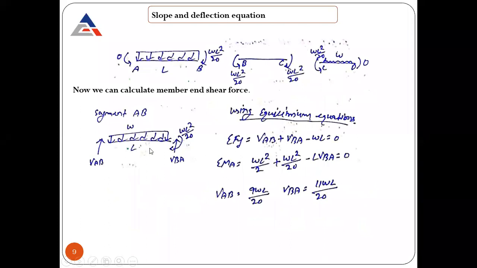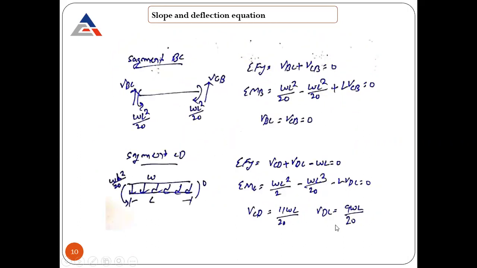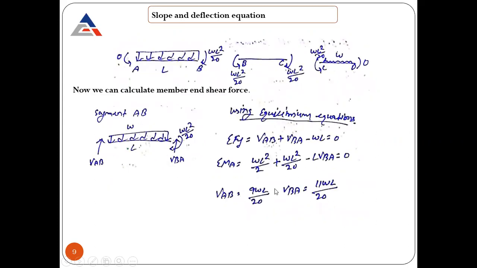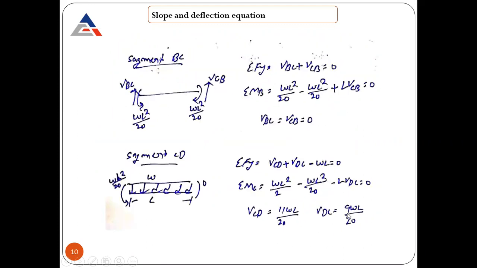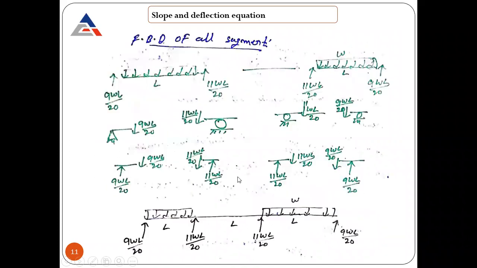So these are the things you can find by seeing the problem. Because symmetric loading is there, the same case you can repeat. So the value again comes out to be the same. But there is a little difference in CD and DC, where it was 0 there, you will see here also. AB is coming 9 WL, here DC is coming 9 WL. So that's it about the shear force.